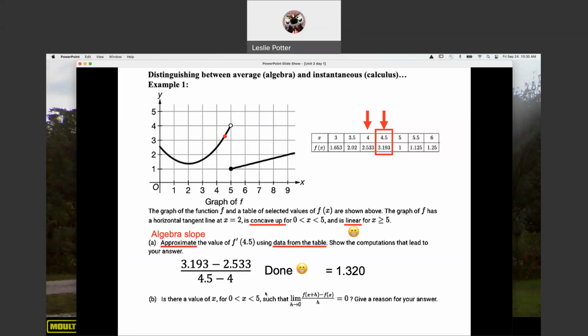How are we doing so far? Okay, so the first subtlety: reading a table and realizing that sometimes you can't pick the point on either side. Sometimes you have to pick the point itself. The other subtlety is this.